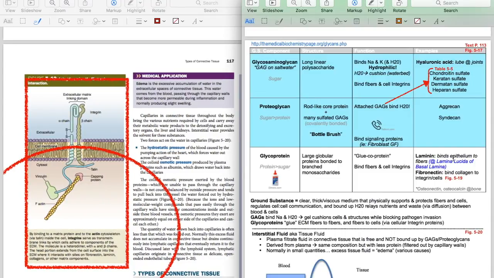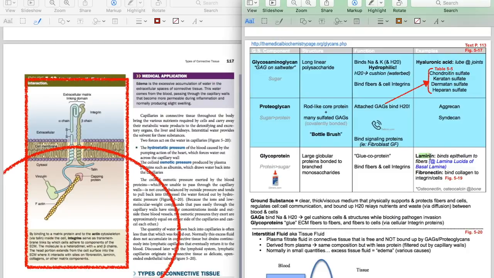Now, examples of glycoproteins. There's only a couple that we've got listed here that you should know about, but it's laminin and fibronectin. And they both sound sticky, don't they? Well, let's break it down. Laminin binds epithelium to fibers in the lamina lucida of the basal lamina. Hopefully you can recall that laminin is a glycoprotein, because a glycoprotein sticks things together. It binds fibers and cell integrins together.